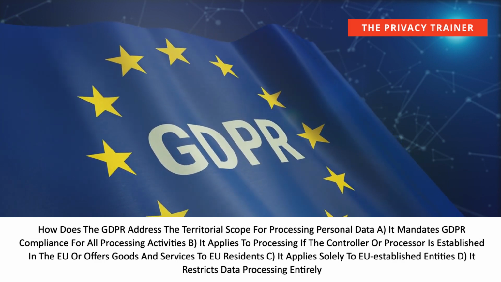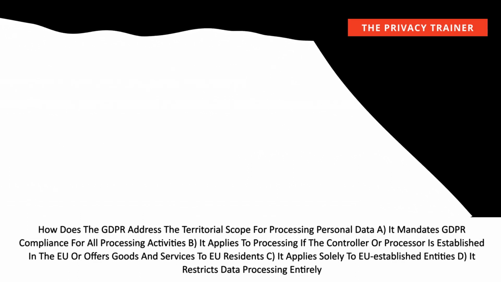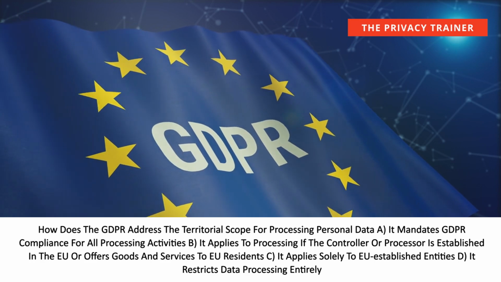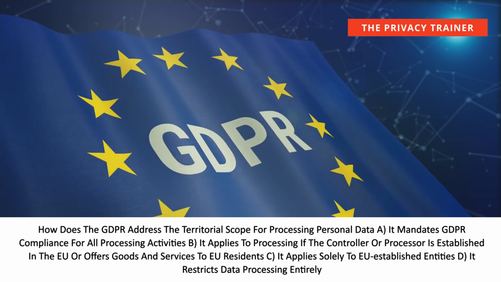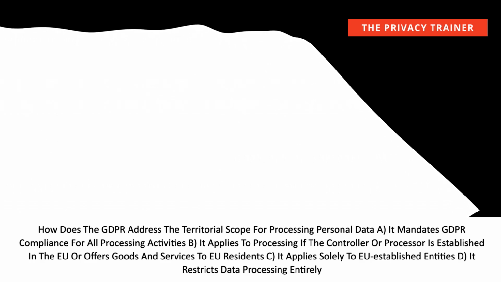A. It mandates GDPR compliance for all processing activities. B. It applies to processing if the controller or processor is established in the EU or offers goods and services to EU residents. C. It applies solely to EU-established entities. D. It restricts data processing entirely.